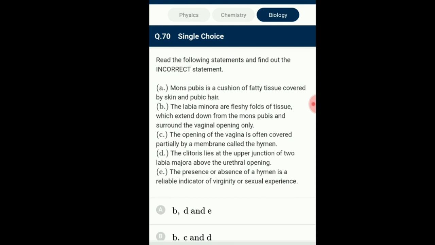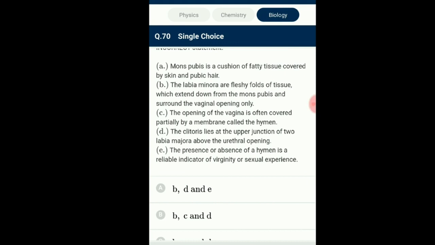Mons pubis is a cushion of fatty tissue that is covered by skin and pubic hair and is more prominent in females. It provides cushioning during sexual intercourse. The labia majora are fleshy folds of tissue which extend down from the mons pubis and surround the vaginal opening. The labia minora form two small folds of skin.